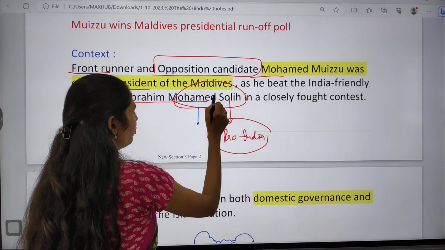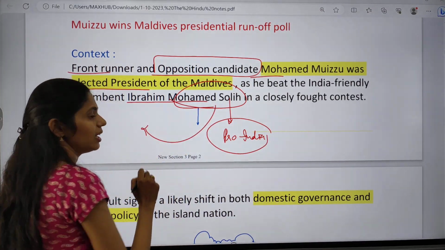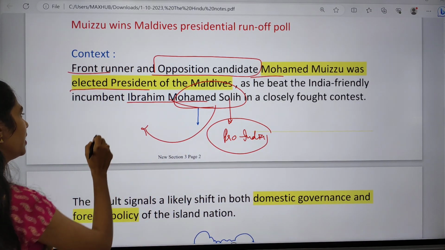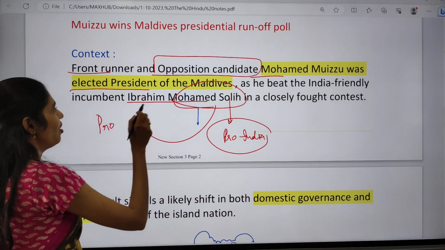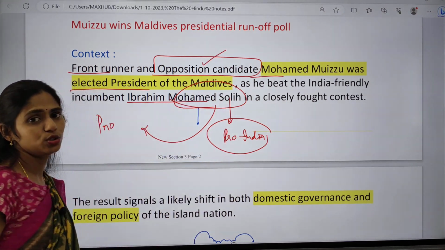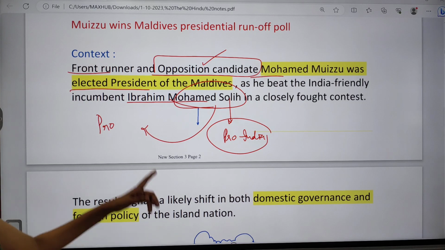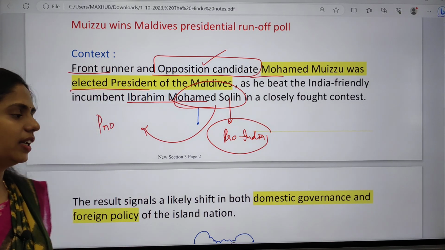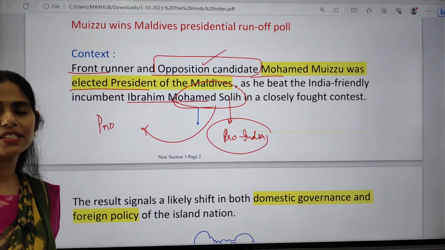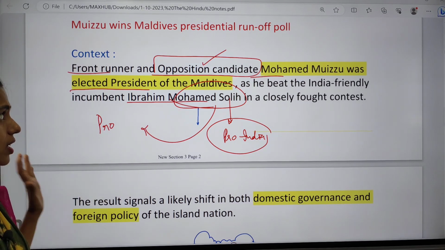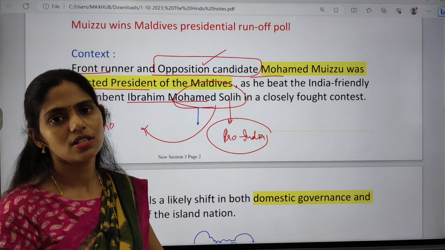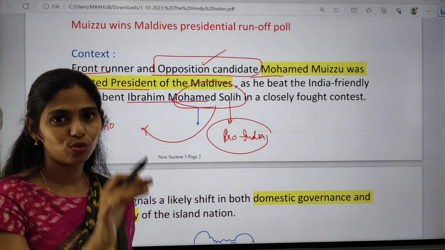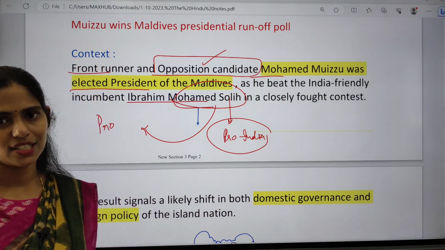Okay, so before this, Solih's government, the Ibrahim Mohamed Solih government, was present, and he was pro-China. And now here Mohamed Muizzu is going to form the government, and that will again be pro-China. So this is one cause of concern for India now, and we have to wait and see how the foreign policy of the Maldives moves, whether it moves towards China or favors India. We have to wait and see.